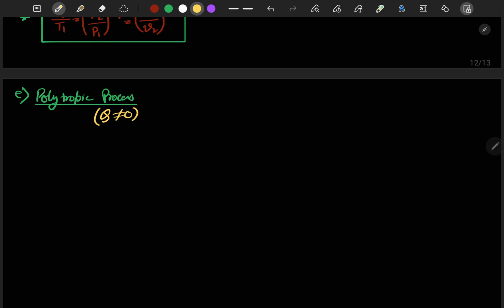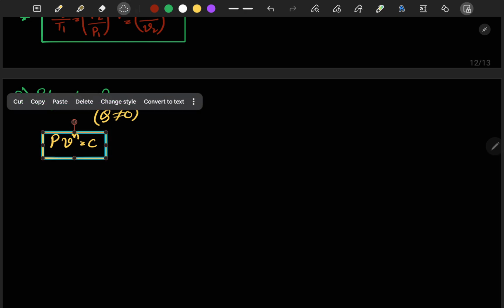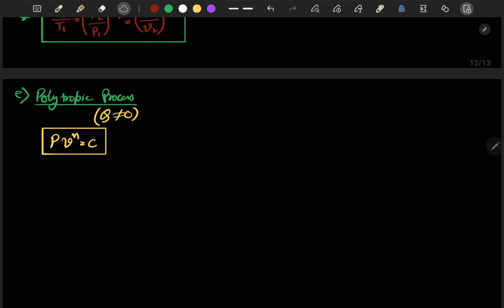So this polytropic process is represented by P V to the power n is equal to constant. Instead of gamma, there is a polytropic index n considered in this equation. Let's move forward. And one more thing, the value of n is theoretically between infinity and minus infinity.